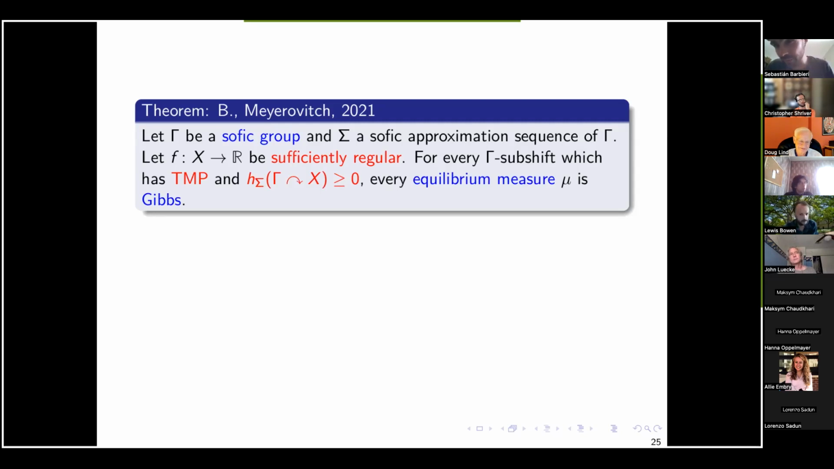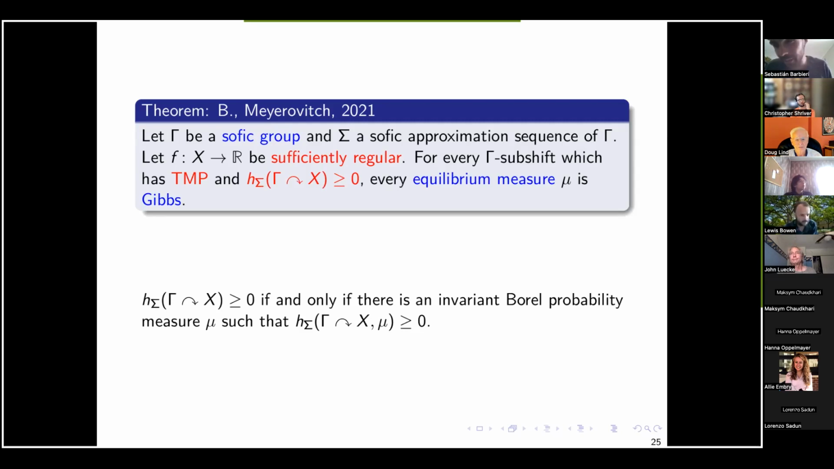I need to define 3 more things. What does it mean to be sufficiently regular? What does it mean to have TMP? And what does it mean to have positive topological entropy? The third one is easy. I can cheat and use the variational principle, which I'm not going to tell you anything about. And I can say that the topological sofic entropy is positive if and only if there is an invariant Borel probability measure with positive sofic measure theoretical entropy. Okay, so that's cheating, but that's the same thing.